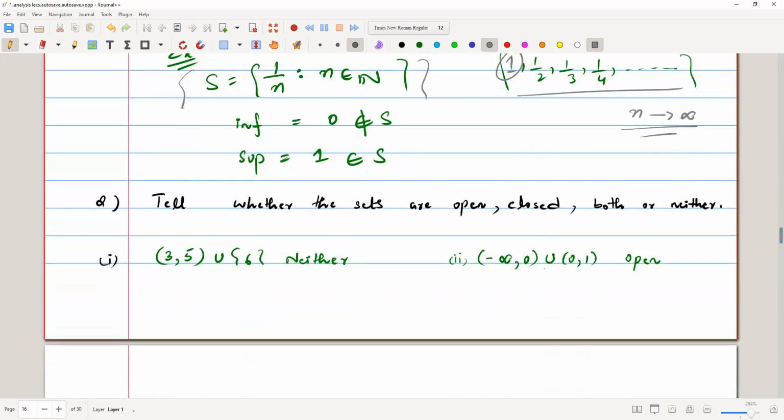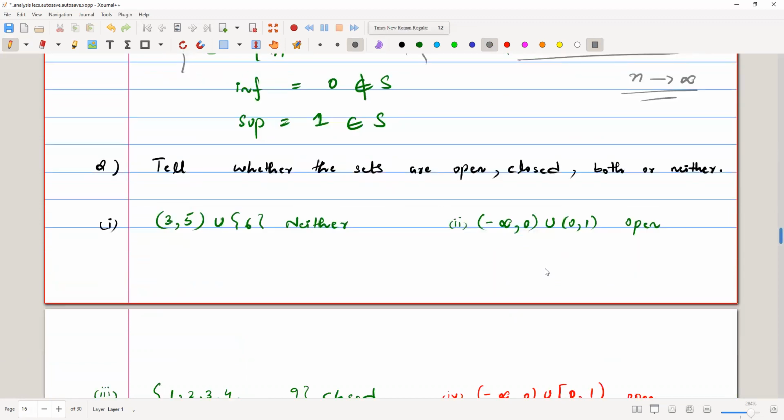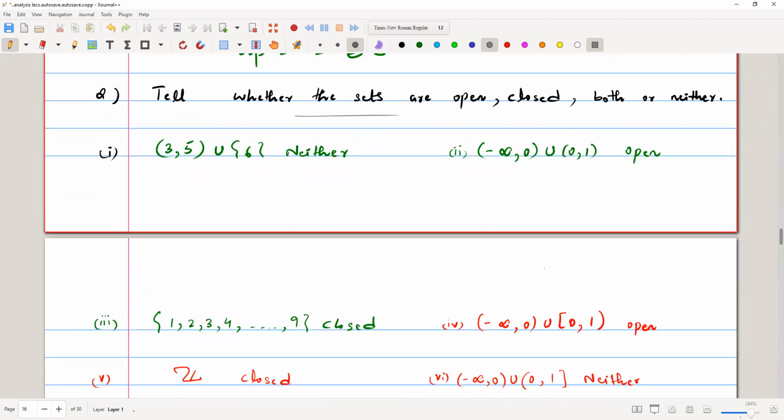Okay, now these are some questions that tell whether the sets are open, closed, both, or neither. Let's talk about this set first. That is (3, 5) union the singleton {6}. So for (3, 5), we have all the real numbers between 3 and 5, excluding 3 and 5, and then we are taking the union with 6, that is the singleton set.